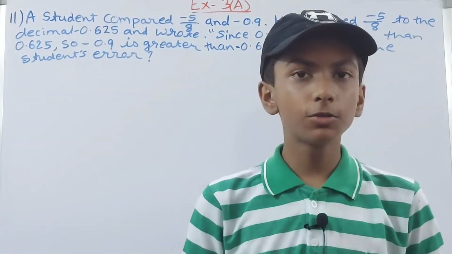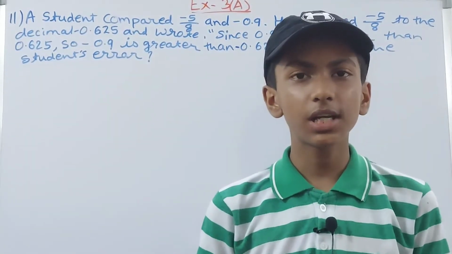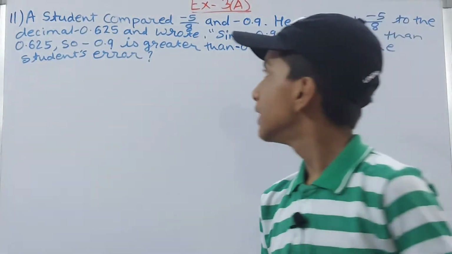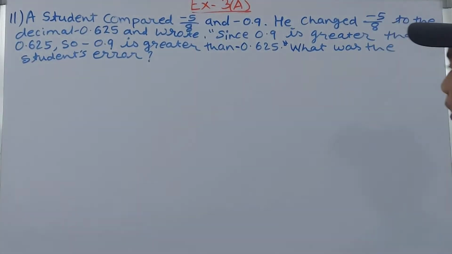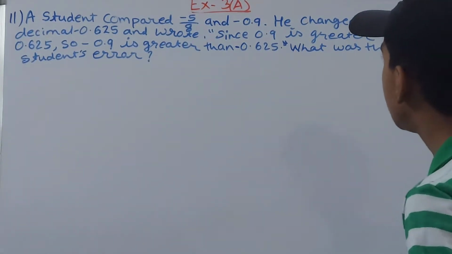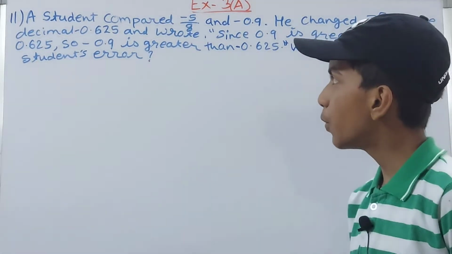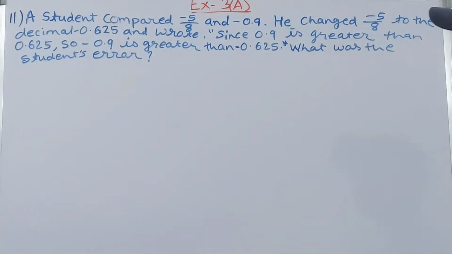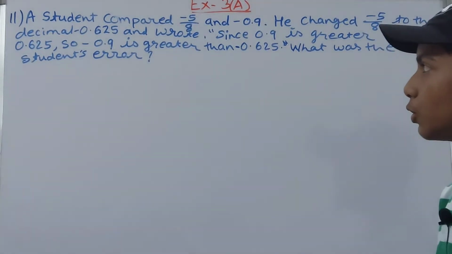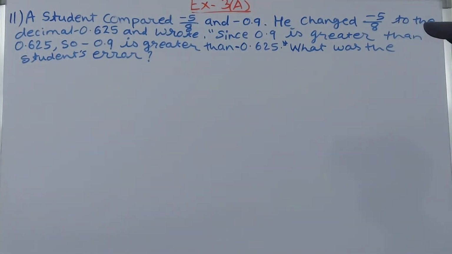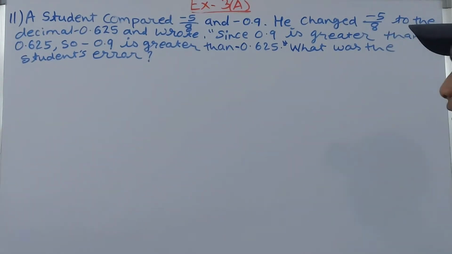In this video we are going to solve ICSE Mathematics Class 7 Chapter 3 Rational Numbers Exercise 3A Question 11. This one says a student compared minus 5 upon 8 and minus 0.9. He changed minus 5 upon 8 to the decimal minus 0.625 and wrote, since 0.9 is greater than 0.625, so minus 0.9 is greater than minus 0.625. What was the student's error?